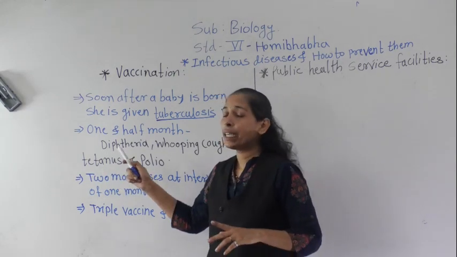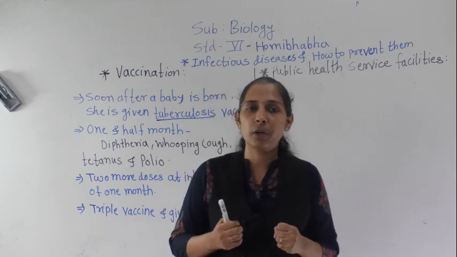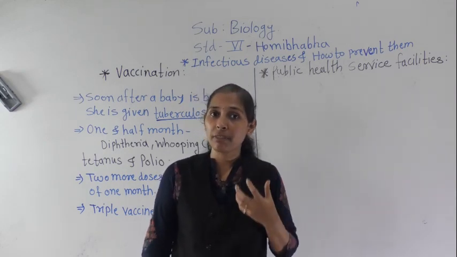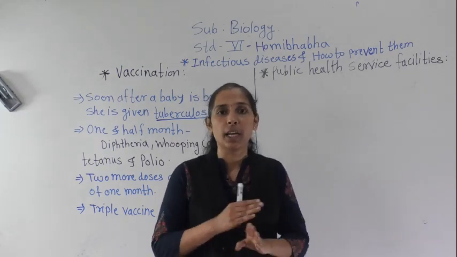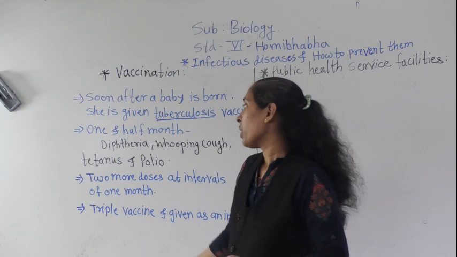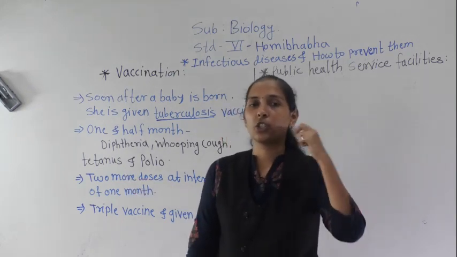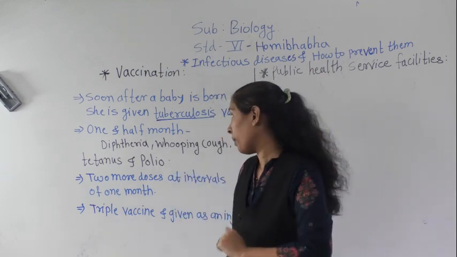Next one is tetanus. In tetanus certain muscles of our body become very hard, especially the face. Those face muscles become very hard and cannot move. This tetanus also happens by the entering of certain types of germs or bacteria into our body.